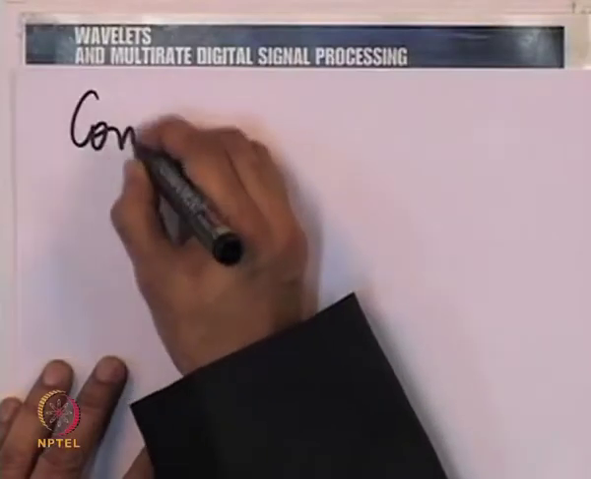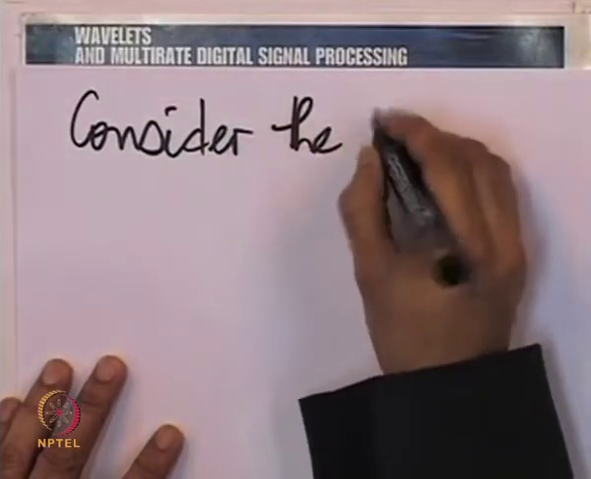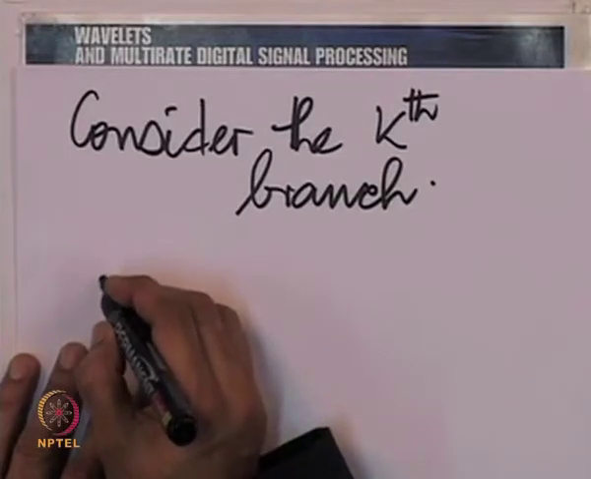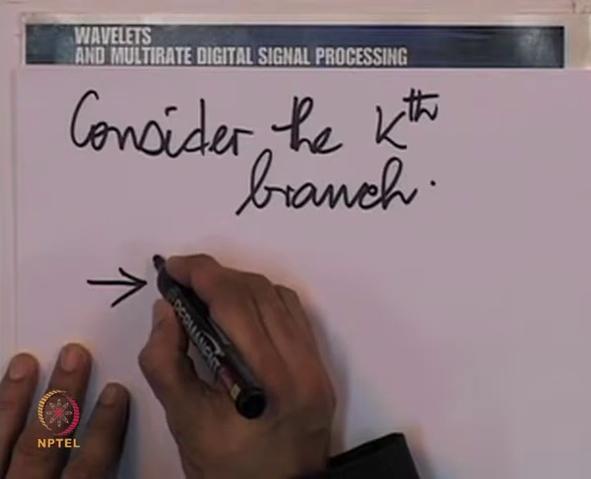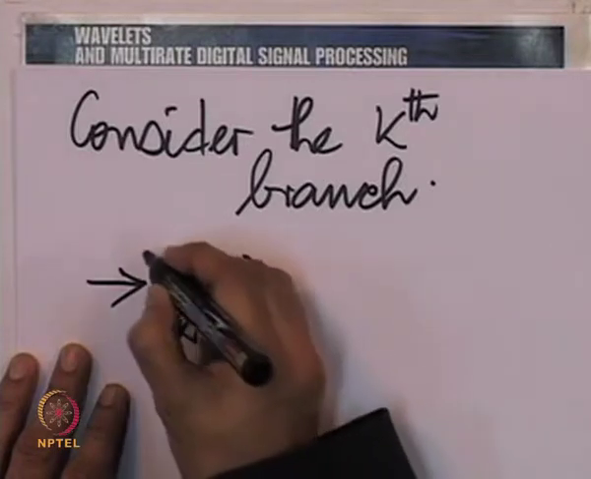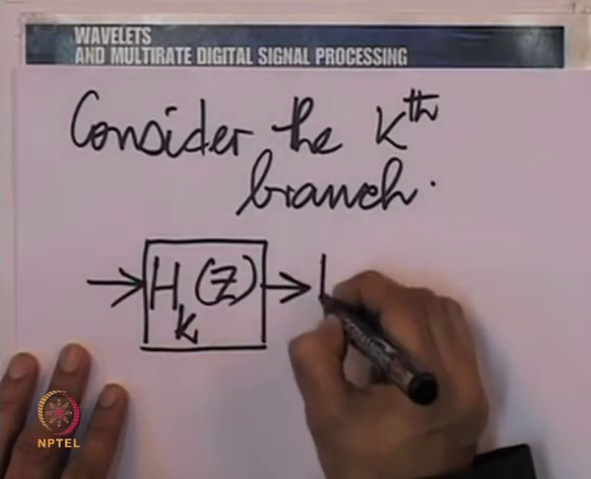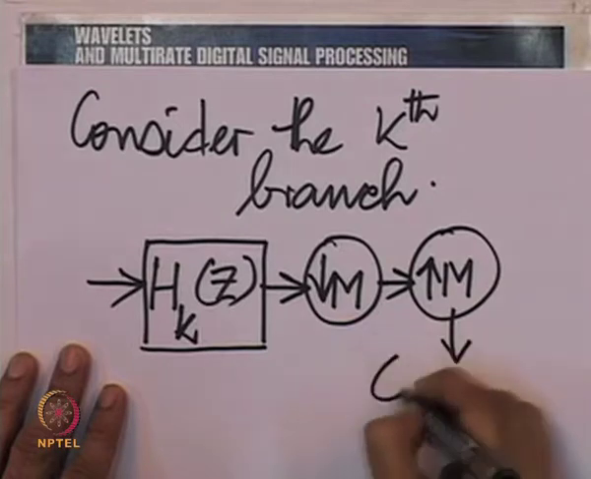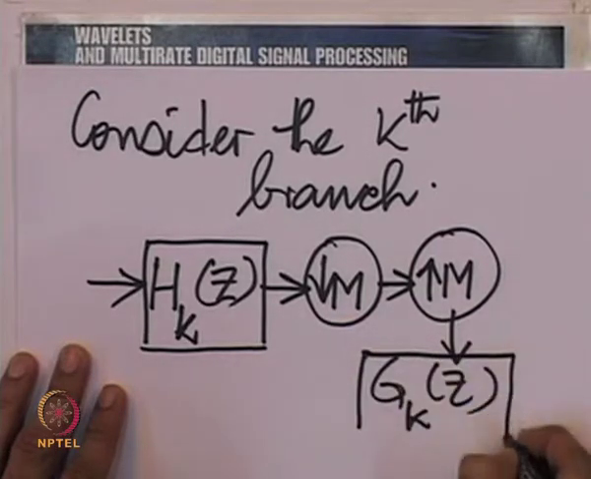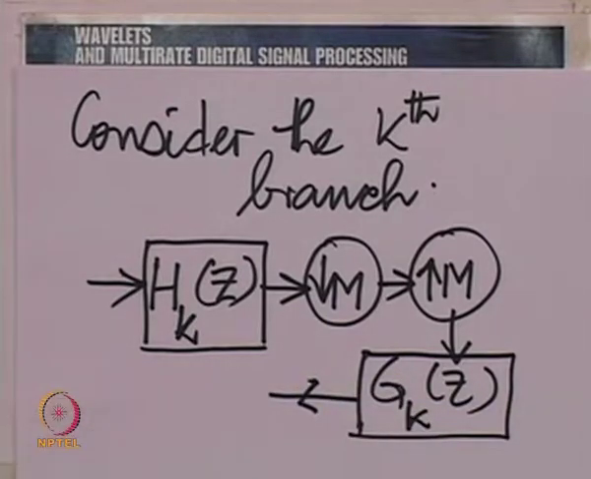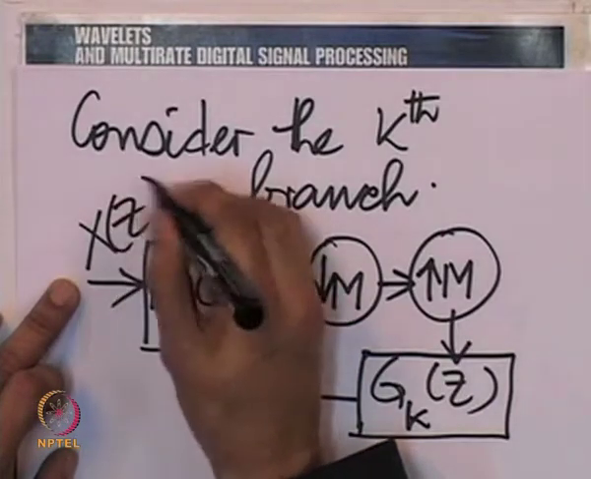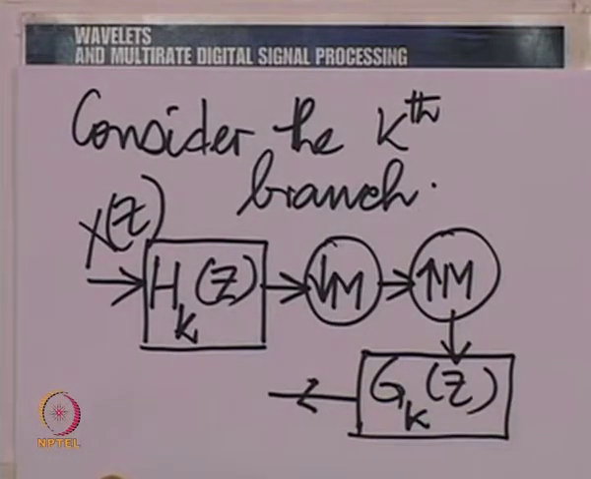So, consider the kth branch. We have the input subjected to the action of H_k(z), followed by downsampling by M, followed by upsampling by M, and then subjected to the action of G_k(z). And we wish to analyze what this is doing in the polyphase domain. So, let us write down the input Z transform X(z) here, and let us see what Z transform emerges here.